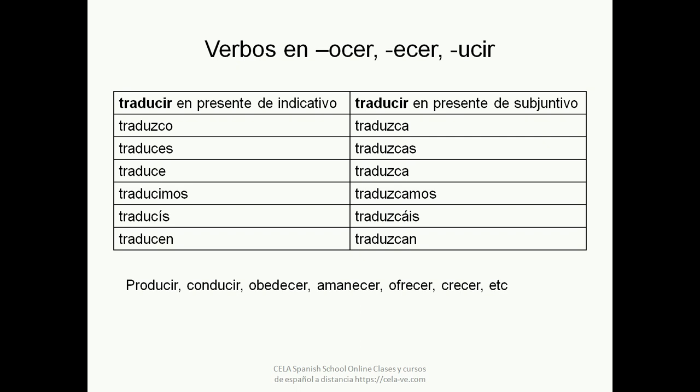Let's see now another group of irregular verbs. They are the ones that end in -cer, -cir, and -ucir, like traducir. In the present indicative, only the first person singular is irregular: traduzco. While in the present subjunctive, the irregularity affects all persons of the verbal conjugation: traduzca, traduzcas, traduzca, traduzcamos, traduzcáis, traduzcan.